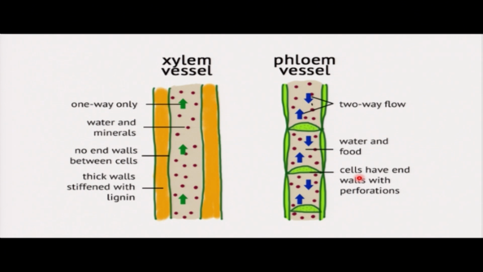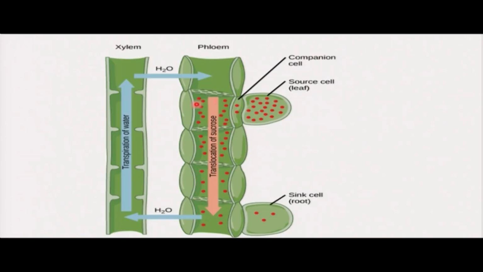Then cells have end walls with perforations. Like you see, these are the end walls which are connecting them, and these end walls have perforations. Then, this is a diagram trying to compare xylem and phloem. You can see this is a companion cell. The function of the companion cell is to provide energy and proteins as well as other nutrients to sieve tubes. And these companion cells are important because they provide energy.